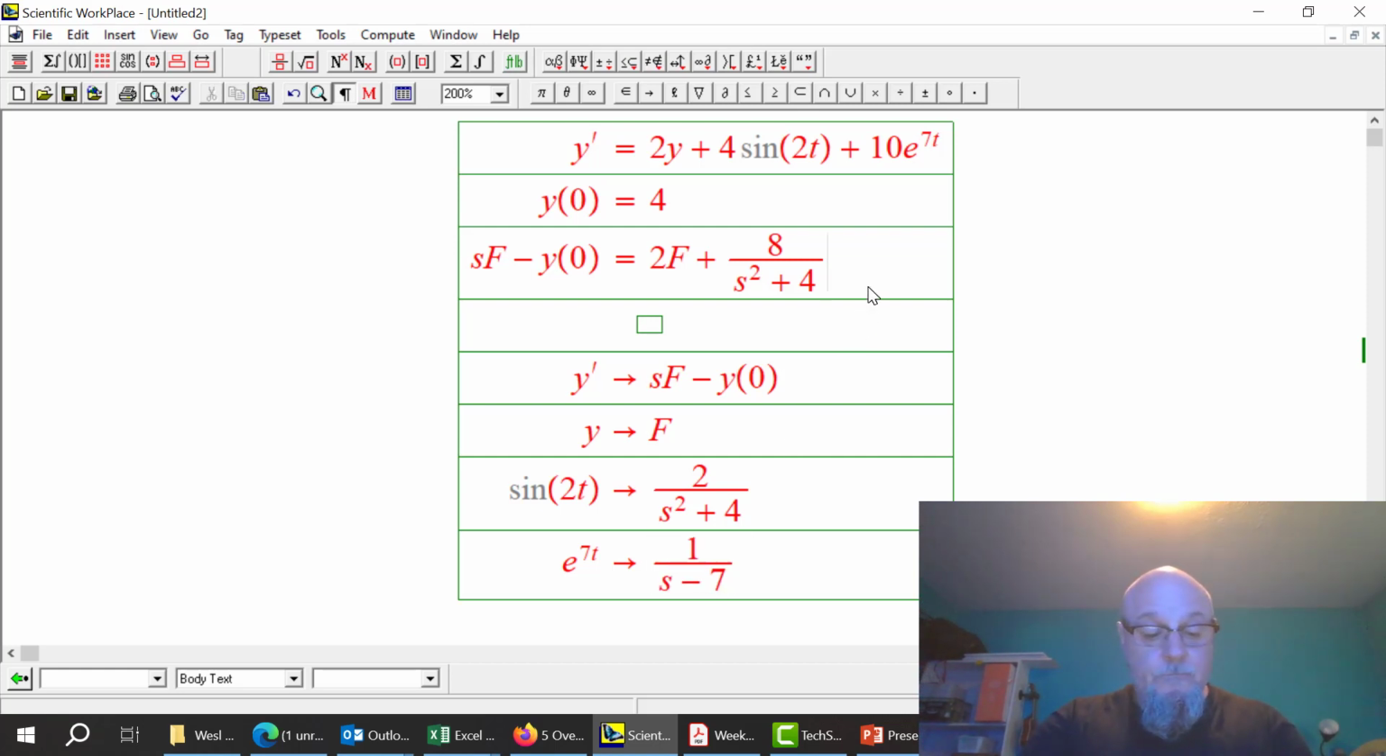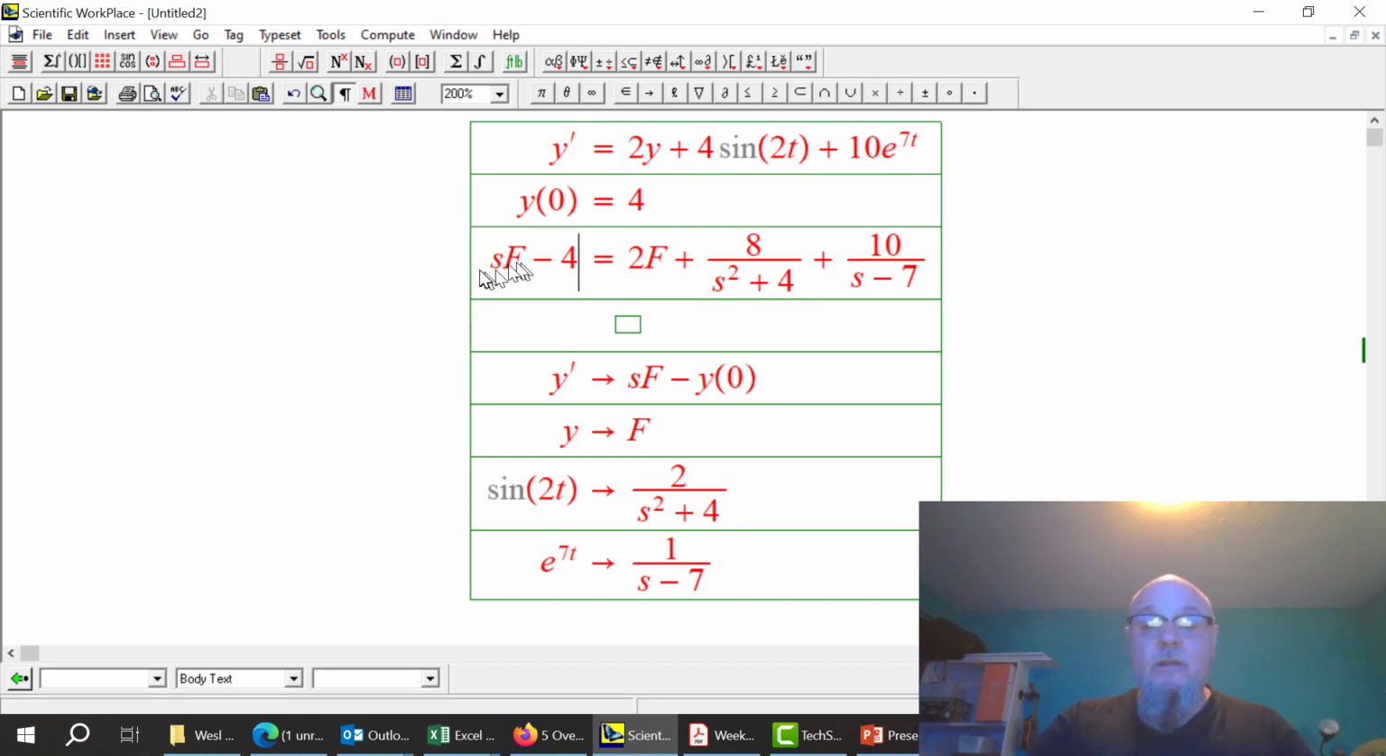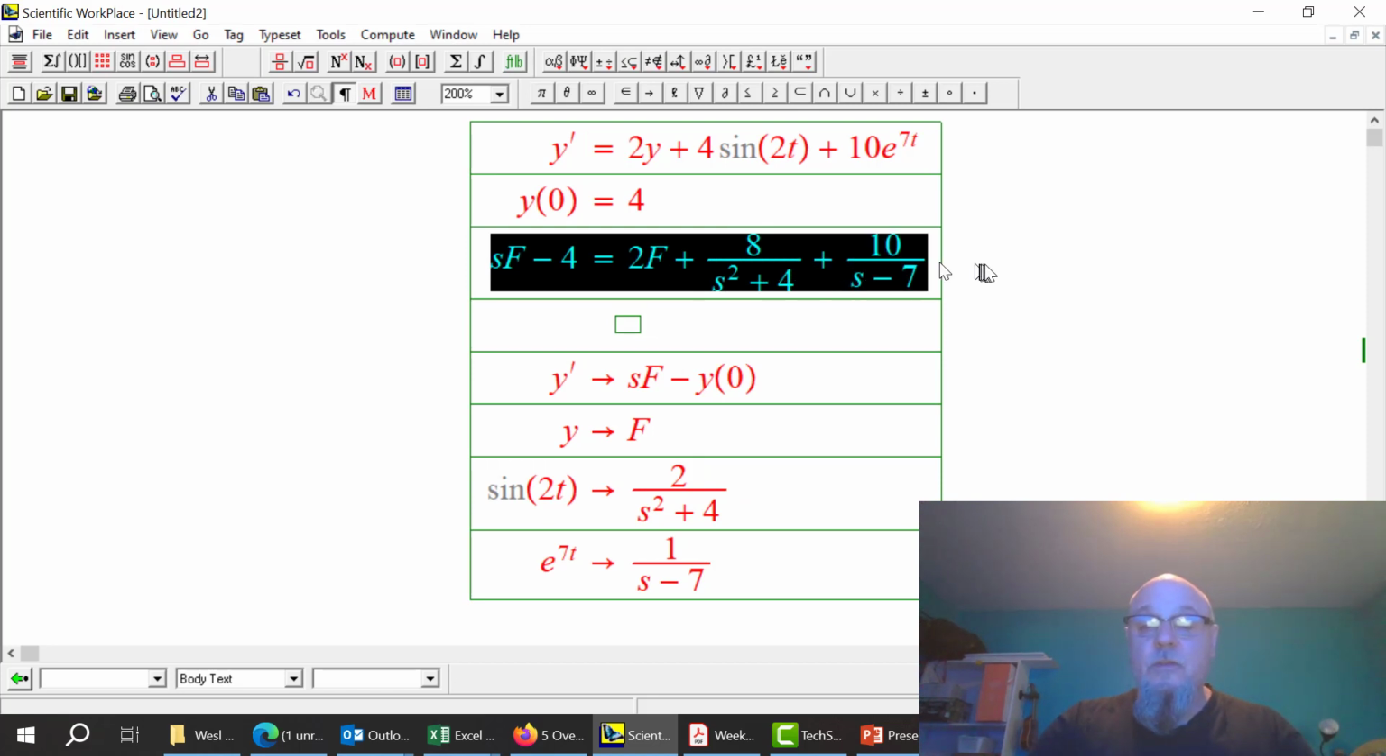Plus, so I've taken the transform. It's a linear operation, so the transform of this sum is the sum of the transforms, and y naught, that's the number, that's 4. So now this is the transform of the entire differential equation. Now all I want to do here is solve for f.